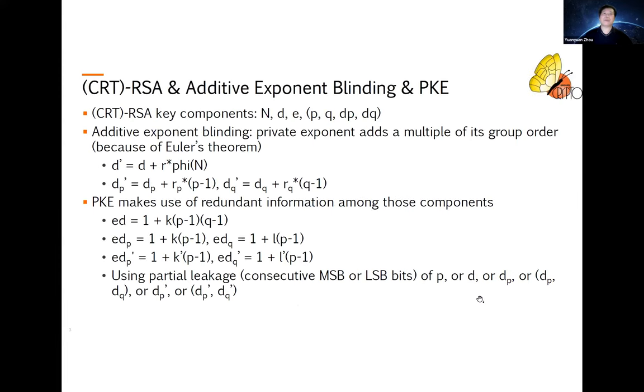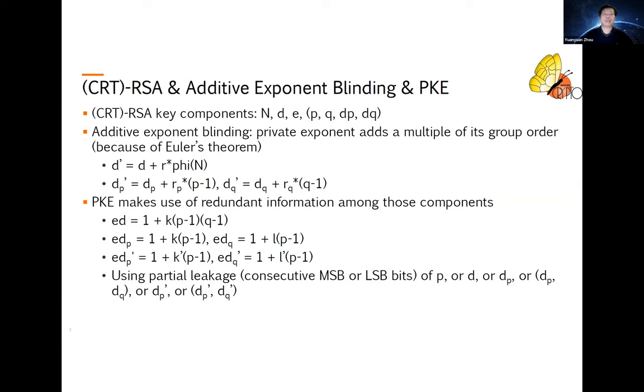So first of all, I will just give you some basic concepts related to this work. As you know, for RSA and CRT-RSA, they have different key components, like private exponents, modulus, public exponents. And as a very widely used countermeasure against side-channel attacks, there is additive exponent blinding. It just adds a random multiple of the group order to the private exponent to hide the private exponents.